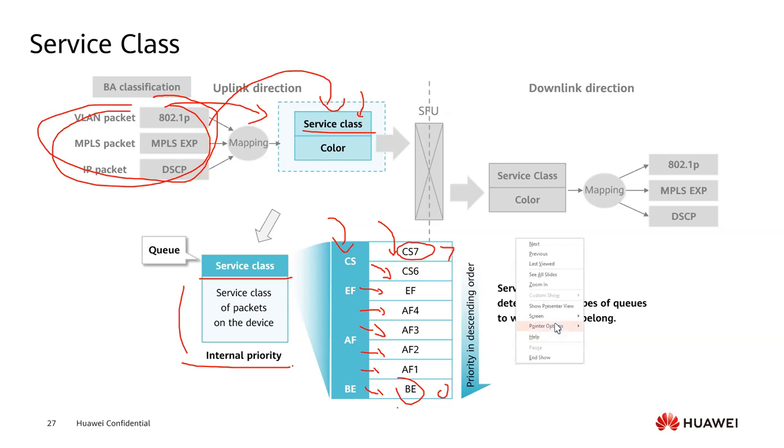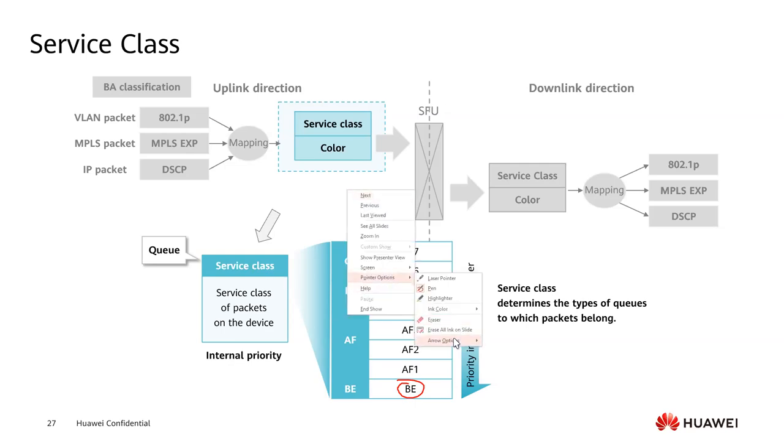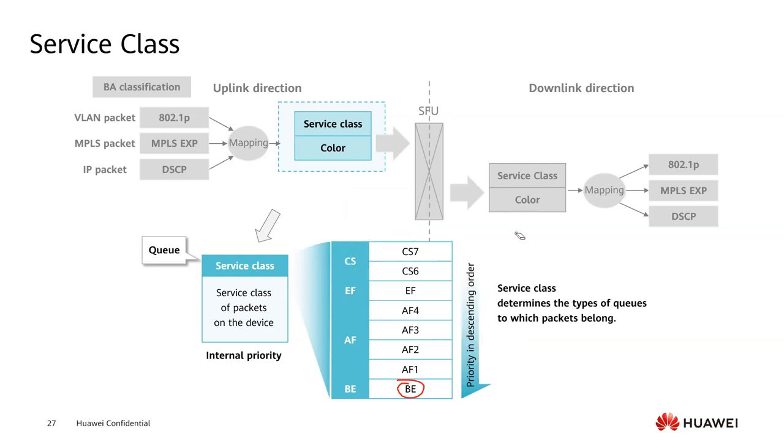And so the priority for the service class is like this. CS7 has the highest priority and BE has the lowest priority in the service class. By default, we define the service class in this way. But when you do the deployment, making BE a higher priority for the service class is also okay, but normally we will define CS7 as a high priority for the service class.